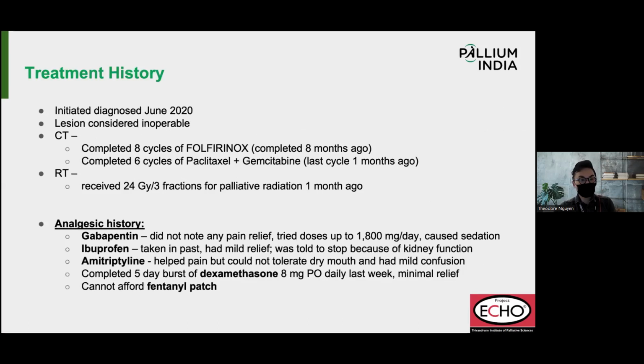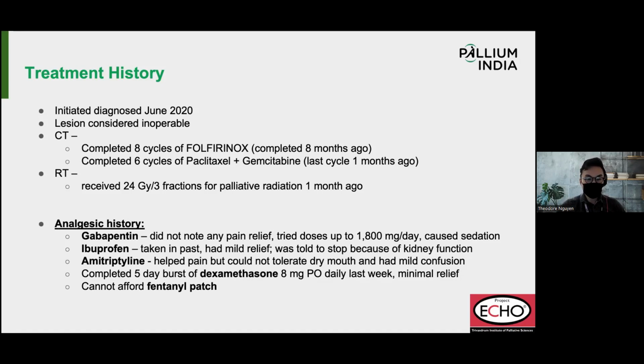For treatment history, he was initially diagnosed in, sorry, it should be 2022. Lesions were considered inoperable. For chemotherapy, he completed 8 cycles of FOLFIRINOX 8 months ago and completed 6 cycles of paclitaxel and gemcitabine. Last cycle was 1 month ago. For radiation, he received 24 fractions of palliative radiation 1 month ago.